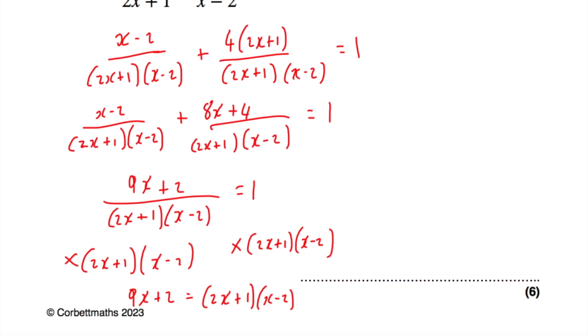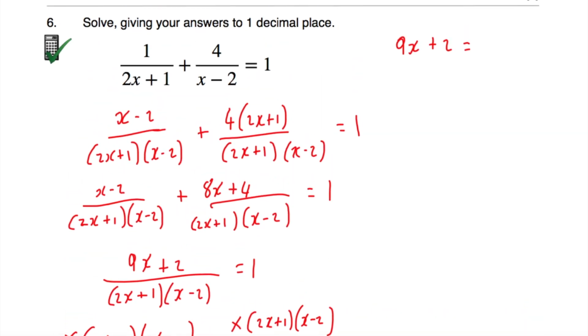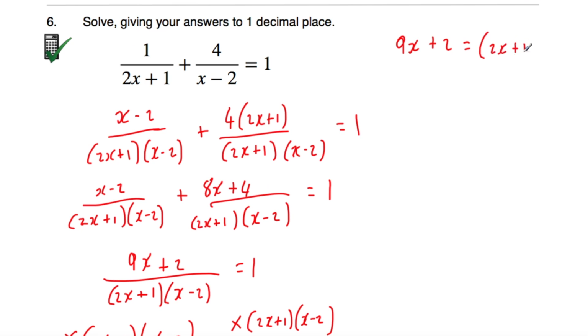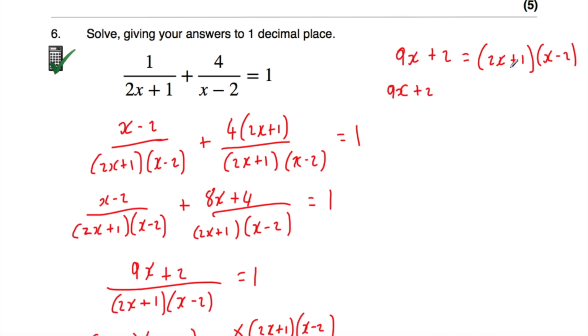Okay, so now let's solve this. So let's go up here where we've got 9x plus 2 equals 2x plus 1, and then in brackets x minus 2. Okay, this is fantastic. So now we're going to expand these brackets. The left hand side will stay as 9x plus 2. And then whenever we expand our brackets, what do we get? Well, we've got 2x times x, that's 2x squared. 2x times minus 2 would be minus 4x. 1 times x would be plus 1x. And 1 times minus 2 would be minus 2. So we've expanded our brackets.